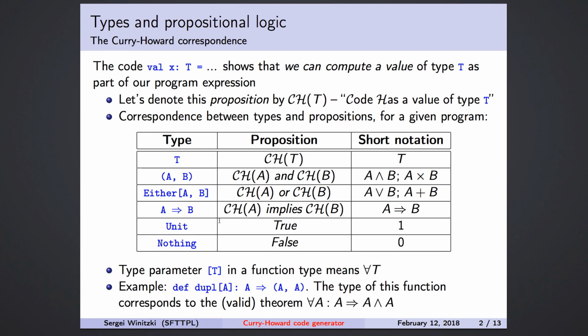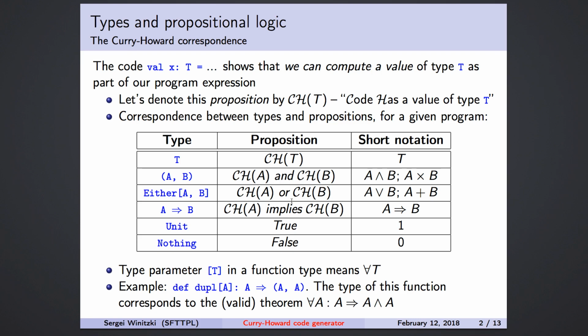So now you see that different types in Scala or in another functional language, for that matter, most of today's functional languages have the same constructions of product, sum or disjunction, implication or function type, unit, and Nothing. So in the logic, these are the basic fundamental logical operations.